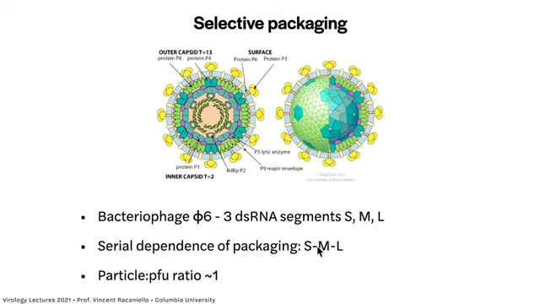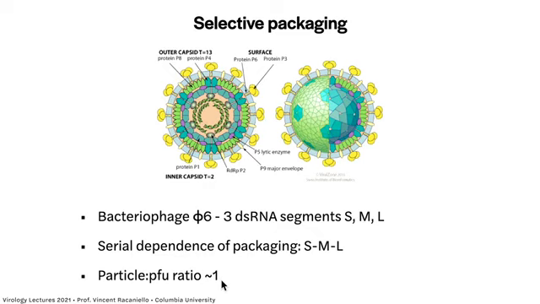And apparently that works because the particle to PFU ratio of this virus is 1. Every particle that is made is infectious. That's amazing. Not many viruses are like that. And maybe the packaging has a lot to do with it. Maybe for other viruses, the packaging is not serial dependent, selective packaging, and you make a lot of particles with the wrong segments. I think that's probably partially explaining this weird particle to PFU ratio of many viruses.